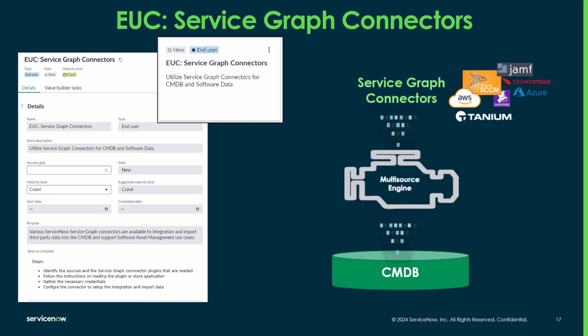So you've got things like SCCM, Jamf, CrowdStrike, etc., which all have some level of software information or software installation information, and the service graph connectors help you bring them in, and those all go through like a multi-source engine and populate the CMDB, or configuration management database, with all of the software installation data.